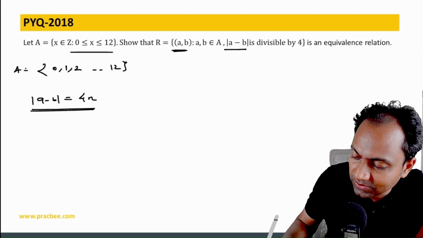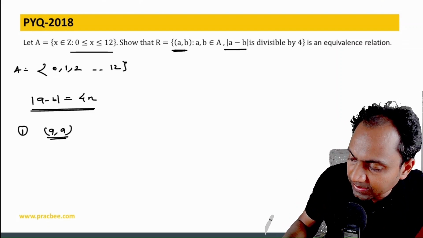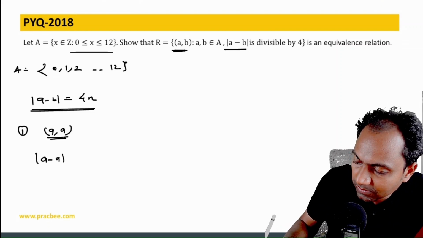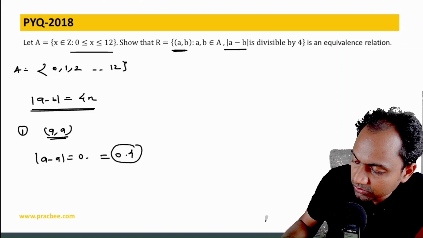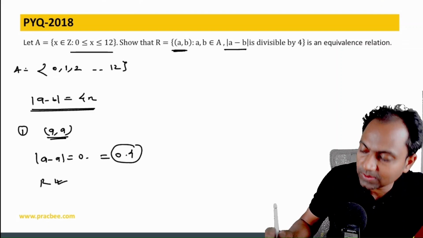Once you have done that, the first thing that we need to check is, if I take an element a comma a, will it be a multiple of 4 or not? If I satisfy on the left hand side, |a minus a| comes out to be 0, and that can be written as 0 into 4. So it is divisible by 4, there is no problem. So it is a reflexive relationship, there is no issue.